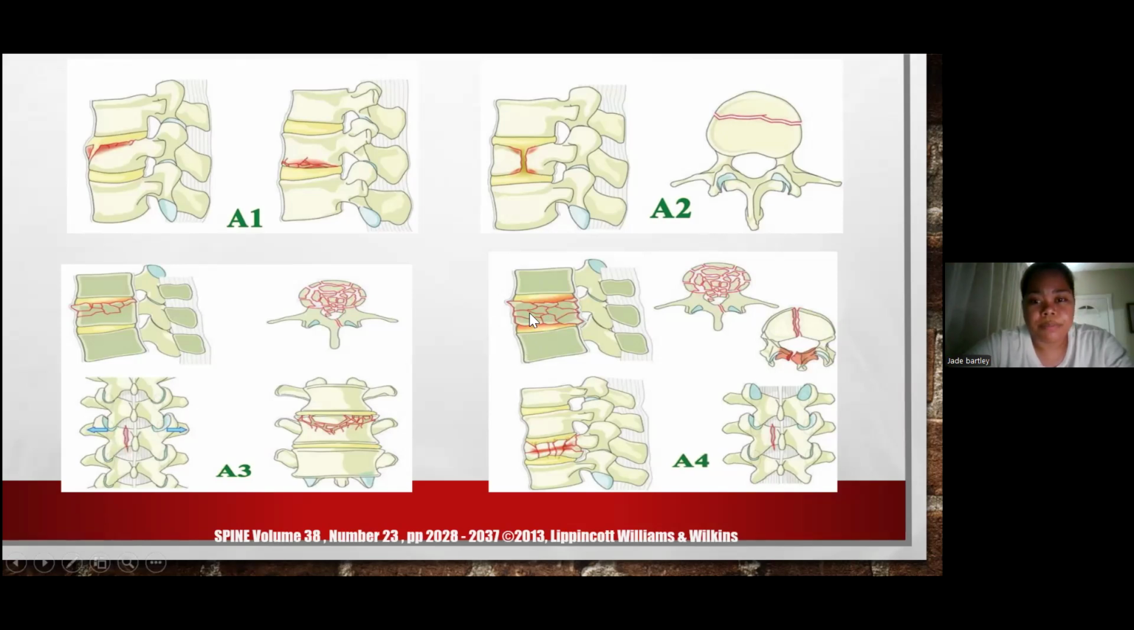A4, as you can see here on the sagittal view, is a burst fracture, right? So a complete burst fracture, while A3s are incomplete. With the complete burst fracture A4, there's involvement of both the superior and inferior end plates. And they may also have an associated slip fracture through the lamina, as denoted.